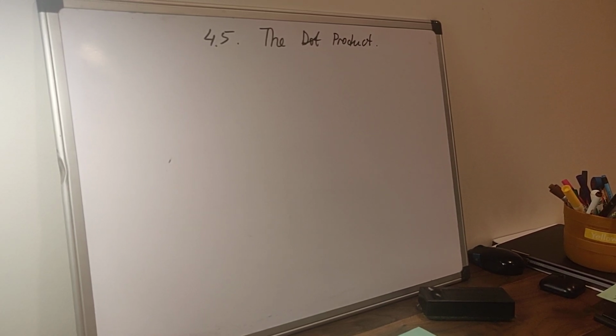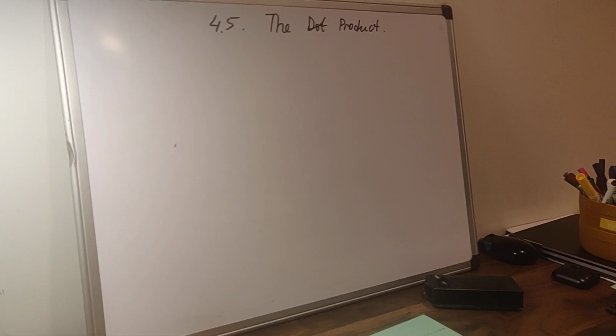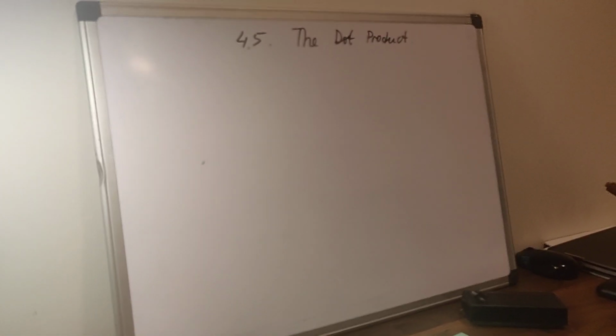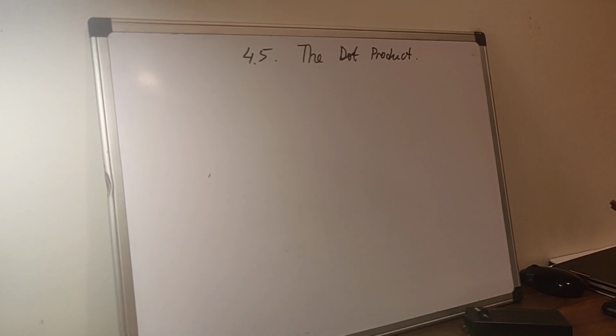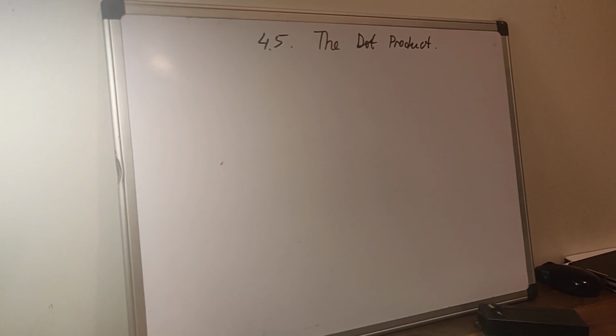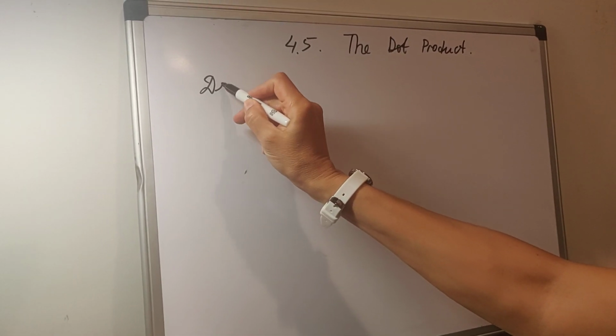4.5, the dot product. In the previous section, I promised you to show how to multiply vectors, right? In the previous section, we learned how to multiply a vector by a number, scalar multiplication. In this section, we are going to learn how to multiply a vector by a vector. Actually, there are two ways. We are going to just learn one way. So, definition.